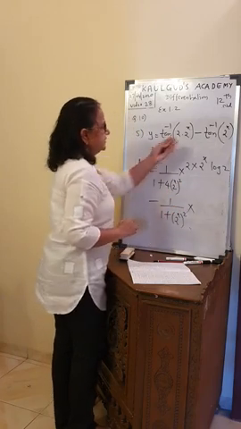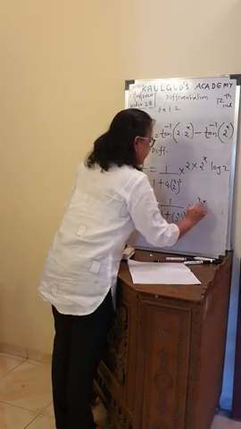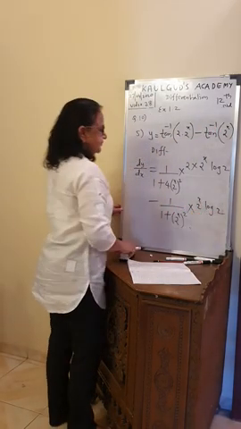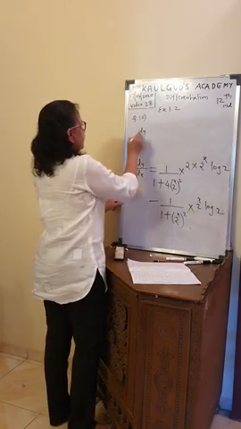Again chain rule. Forget tan inverse, go ahead. 2 raised to x, derivative 2 raised to x log 2. So see how you write properly. Final answer dy by dx.